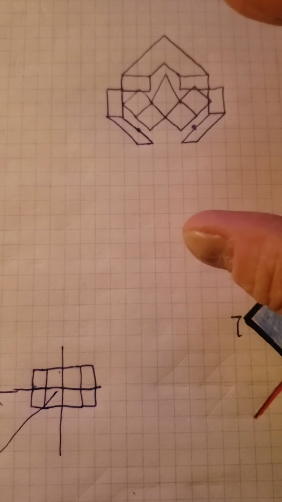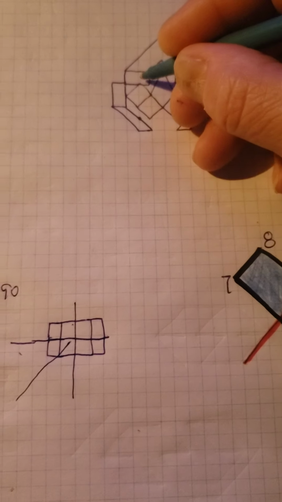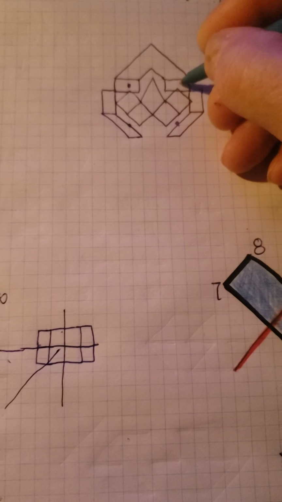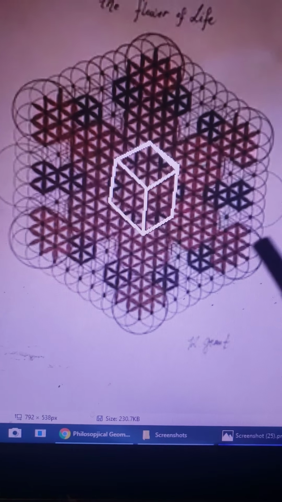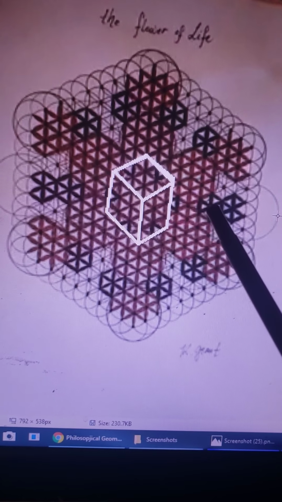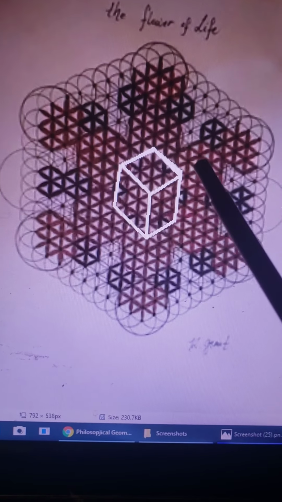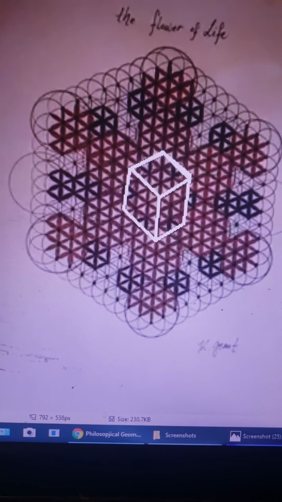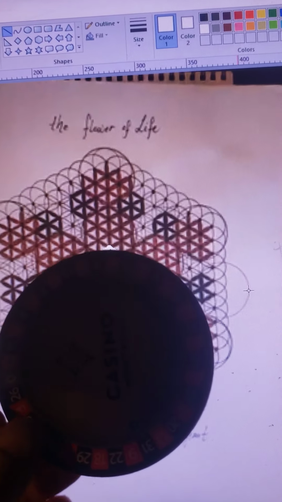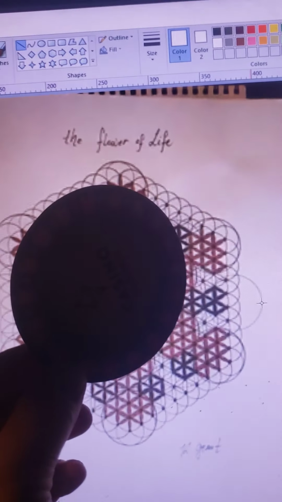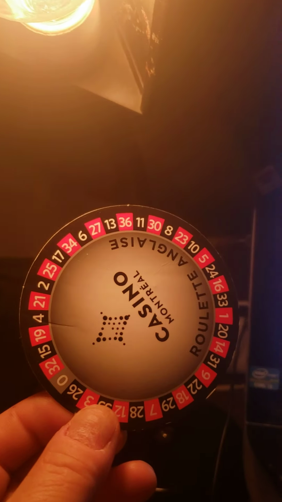I don't know what it all means. I'm still trying to put it together. Here's my cross line. The other thing is I'm looking at Robert Edward Grant, and then I see the cube in the center. This cube will link up to this. Okay, this is the roulette wheel.